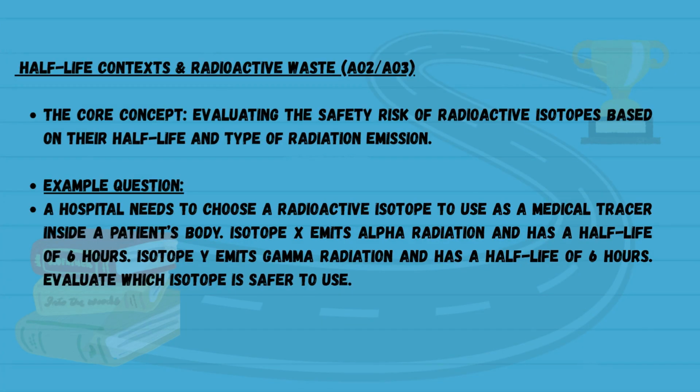Half-life context and radioactive waste. The core concept. Evaluating the safety risk of radioactive isotopes based on their half-life and type of radiation emission. Example question. A hospital needs to choose a radioactive isotope to use as a medical tracer inside a patient's body. Isotope X emits alpha radiation and has a half-life of 6 hours. Isotope Y emits gamma radiation and has a half-life of 6 hours. Evaluate which isotope is safer to use.